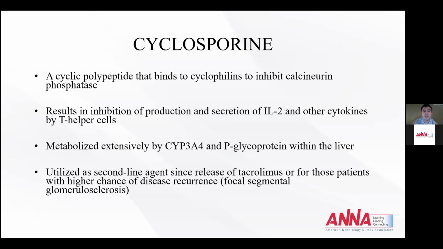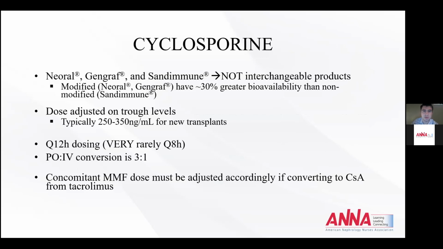It is used as a second line agent. Really, it was around first. It's an older drug, but it's not used as much in our population unless there's a high risk for immediate post-transplant disease occurrence or reoccurrence. So patients with focal segmental glomerular sclerosis, or FSGS, who have bad proteinuria or bad nephrotic syndrome, you may see us put them on this first because cyclosporine has been a little bit superior to tacrolimus for that specific condition and that chance of reoccurrence immediately post-transplant.